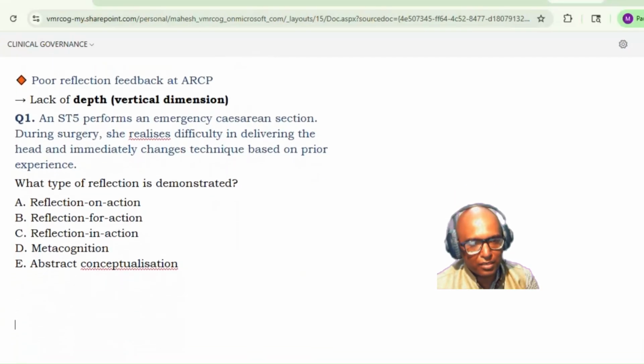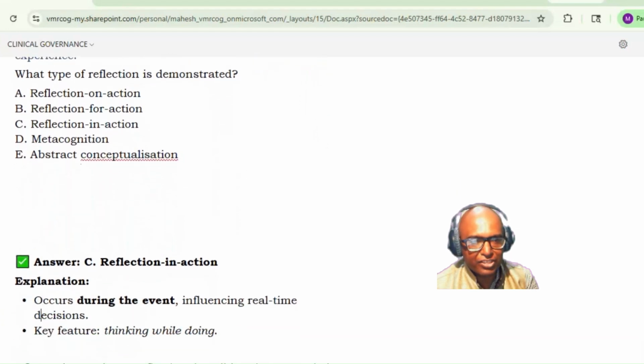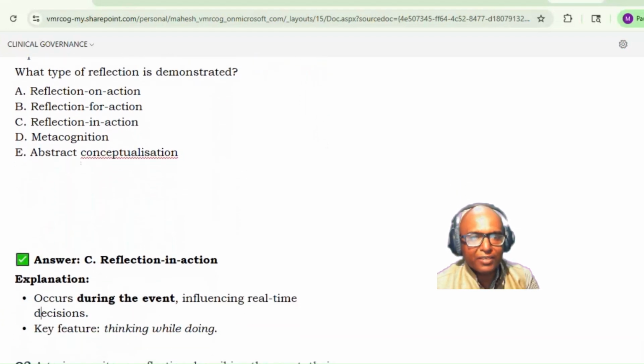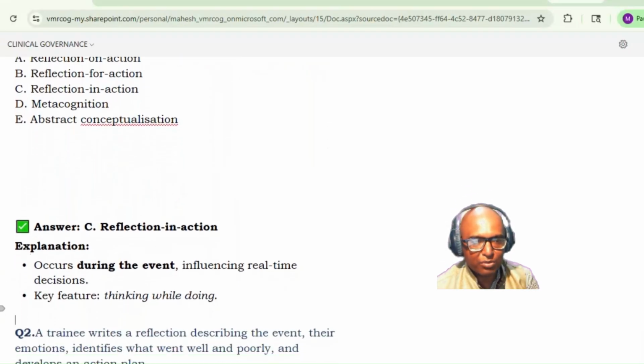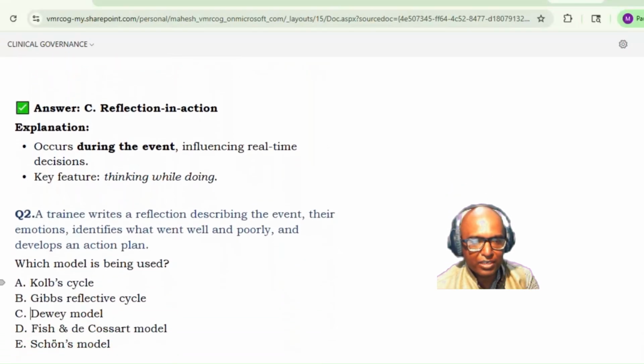It is a reflection in action, because it occurs during the event, influencing the real-time decisions. So, thinking while doing. Sometimes at ARCP they may ask such questions, because we are preparing for the ARCP outcomes, but these particular things we are not taking into account. So there may be some odd questions like this.